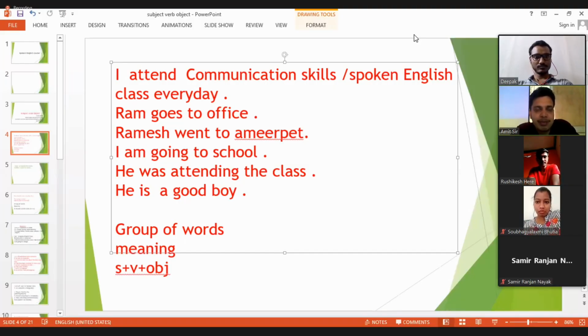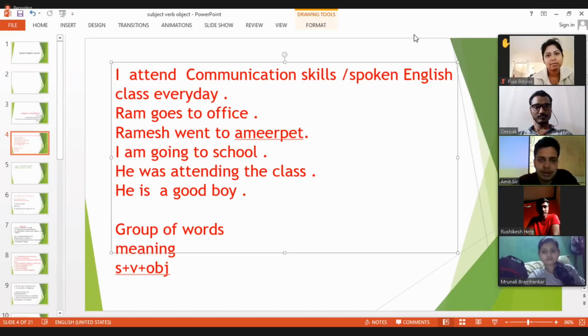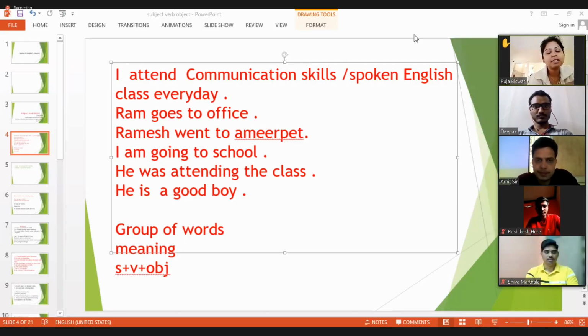So let's say if I have subject and object, then I'll form the right sentence. I attend spoken English class. Why is it right? Okay, Shreya. Yeah, Pooja. Sir, it is making sense. The sentence is making sense. That's why it is right, correct.